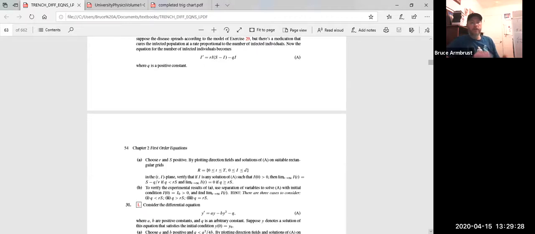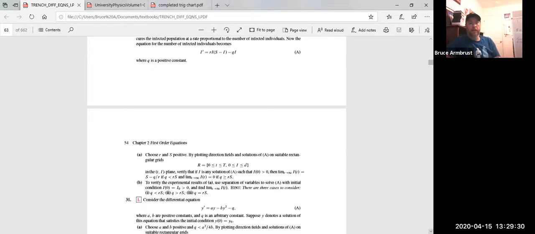So it says first, choose R and S to be positive, and by plotting direction fields and solutions on suitable rectangular grids, verify that if I is any solution such that I of 0 is greater than 0, then the limit is going to equal S minus Q over R if Q is less than RS, and 0 if Q is greater than RS. And then in part B, to verify the experimental results of A, use separation of variables to solve it with an initial condition.